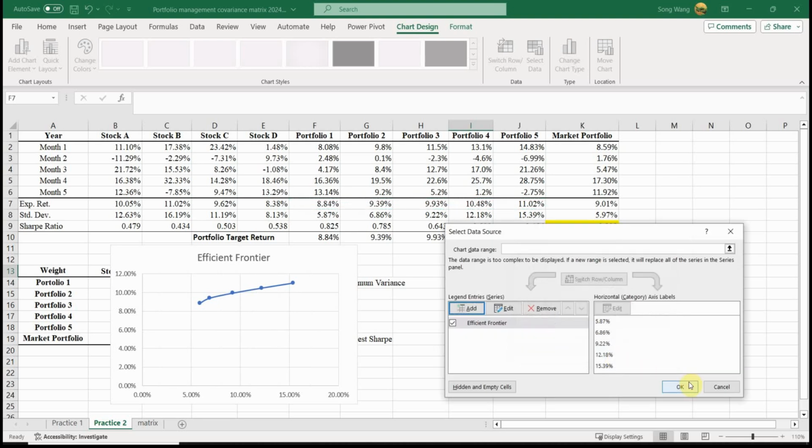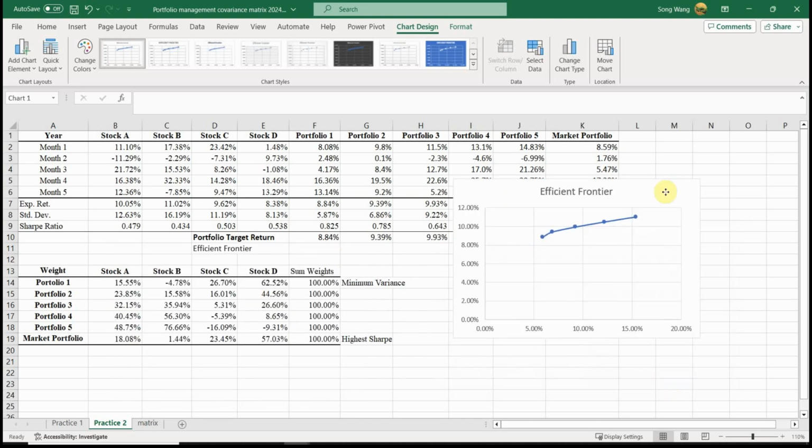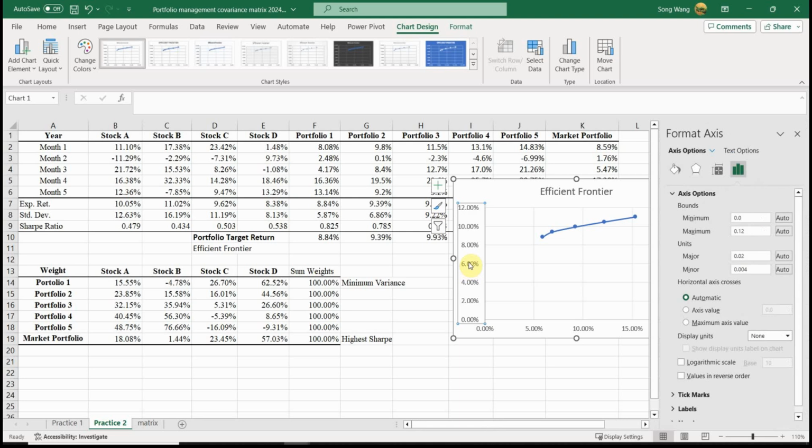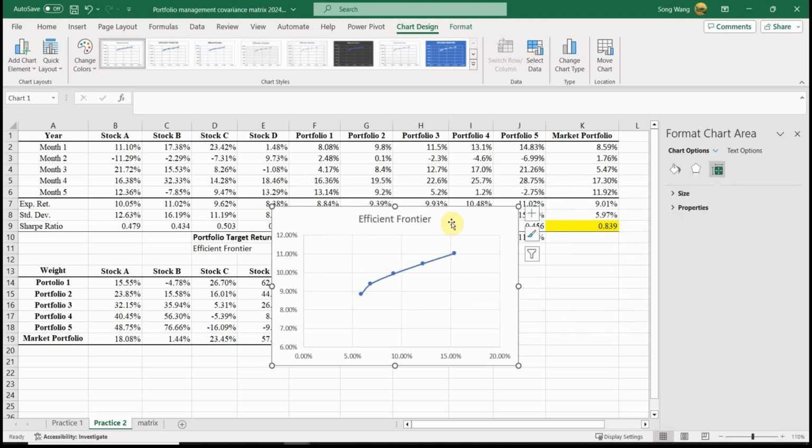Okay, and then I can edit it a little bit. I want to make the vertical axis a little bit shorter. I want to make the minimum, instead of 0, 0.02. Okay, 0.06. All right. Now it's a little bit more shaped.